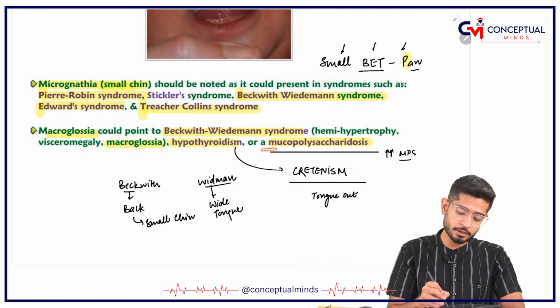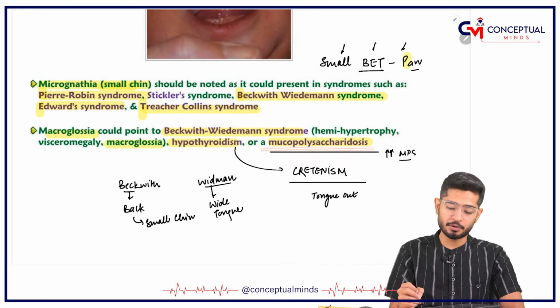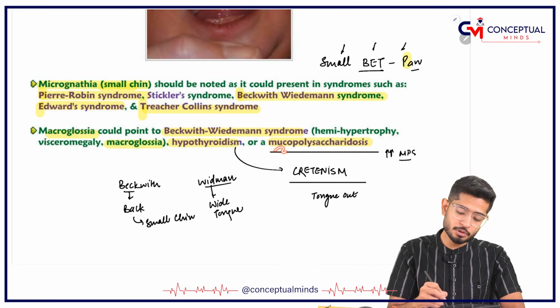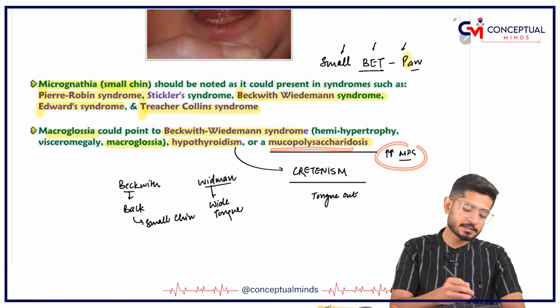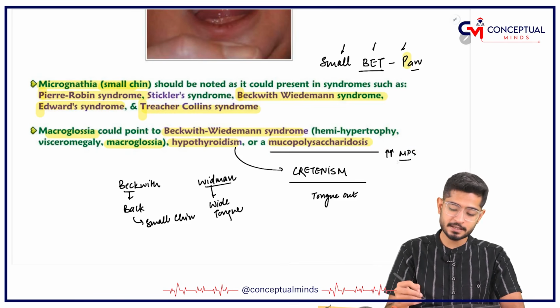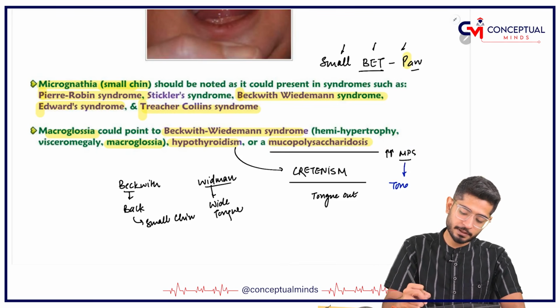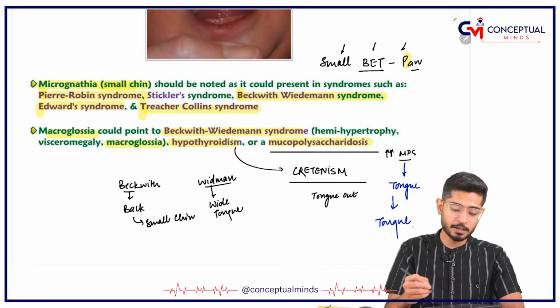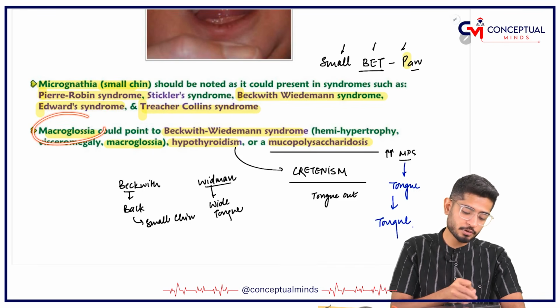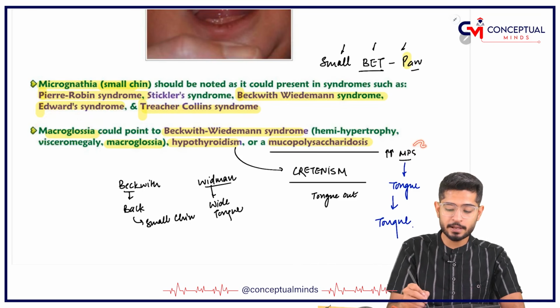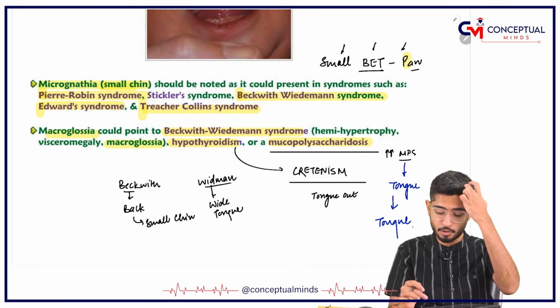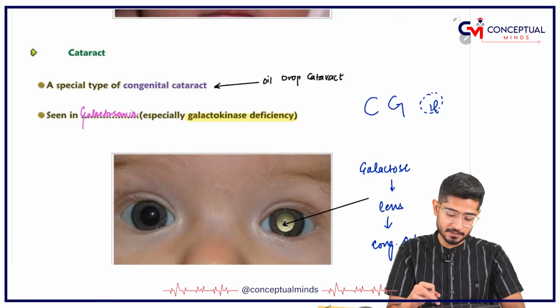Similarly, you have mucopolysaccharidosis. In mucopolysaccharidosis, what is happening? There is an increased amount of mucopolysaccharides which get deposited in the tongue, and the tongue will be enlarged. So what is happening? Macroglossia, that means an enlarged tongue. Why? Because of the increased amount of mucopolysaccharides, there is an enlarged tongue.